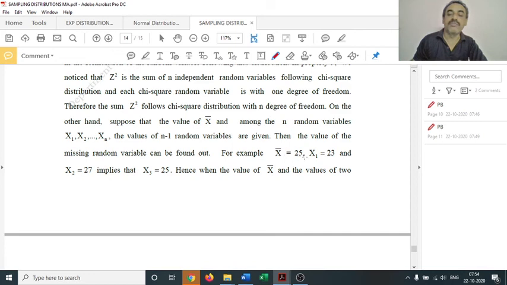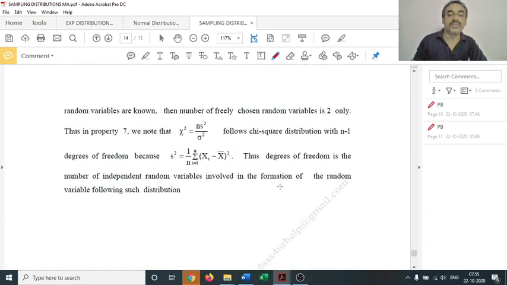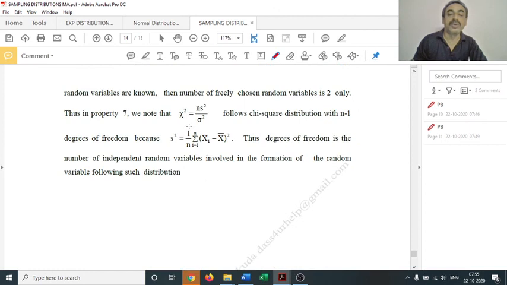So if x bar has been fixed and we have n variables x1, x2, etc., xn, we can choose only n minus 1 variables freely because of this fixed value of x bar, and that x bar appears in the equation of s square. Therefore we have only n minus 1 freely choosable random variables in the distribution of n s square by sigma square. That's how it has n minus 1 degrees of freedom, and that is given here in chi-square equal to n s square by sigma square. This chi-square distribution has n minus 1 degrees of freedom. It's about the concept of degrees of freedom.